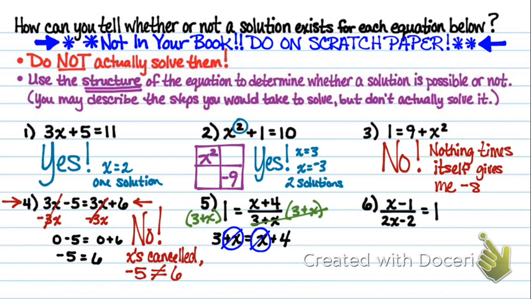And I'm left with what? 3 equals 4. Is that true? No. So this is another no for the same reason that number 4 was no. The x is canceled. And 3 is not equal to 4.